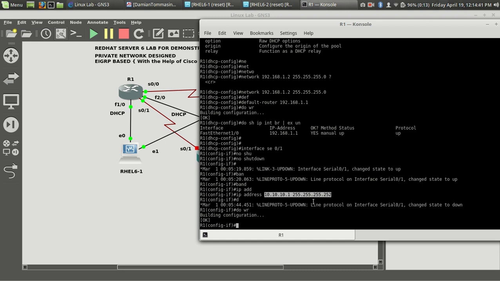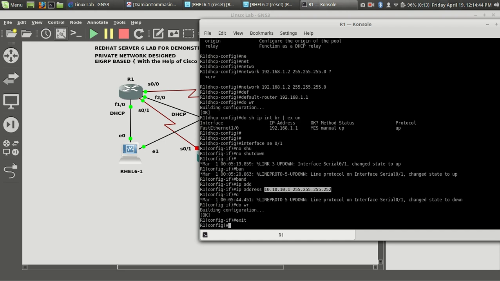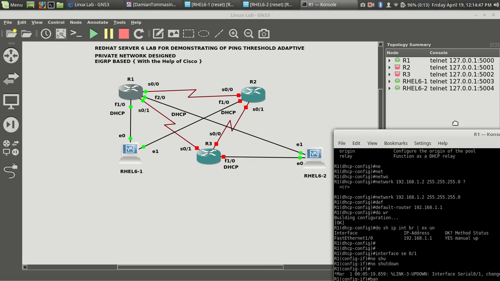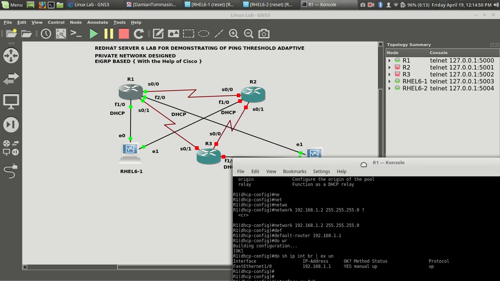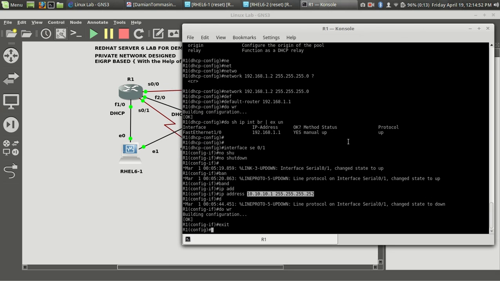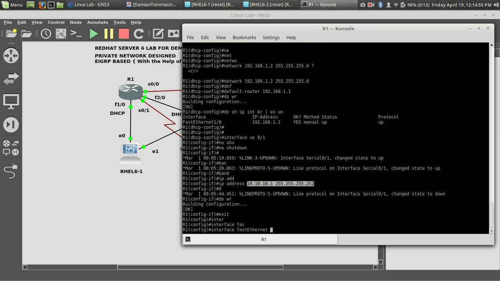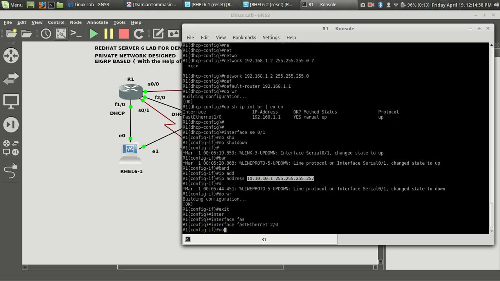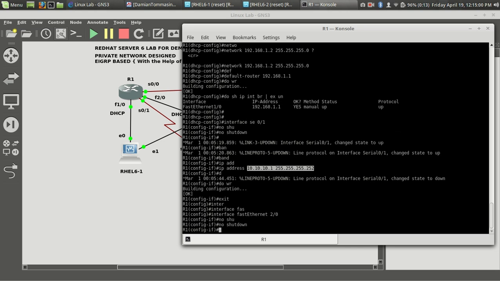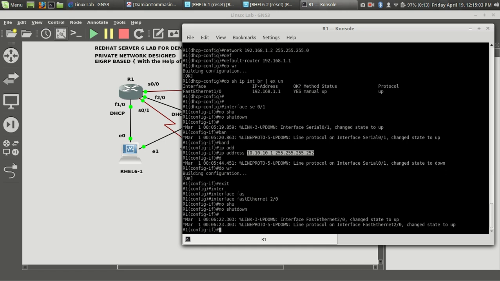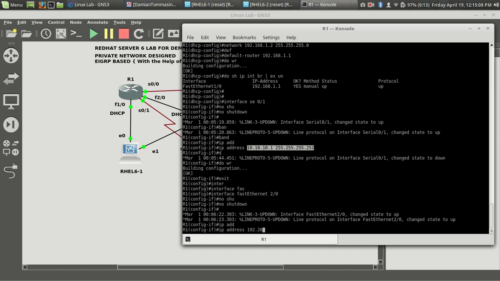Second, FastEthernet 2/0. In this interface I again need a DHCP server. Under interface FastEthernet 2/0, the port must be brought up, and then the IP address. In this scenario I am making a confusion with 192.168.2.1, mask 255.255.255.0, 24-bit.